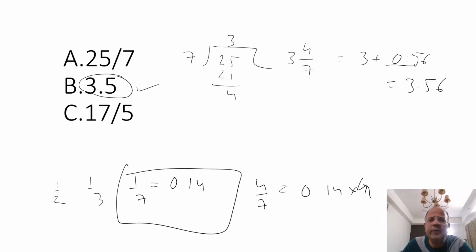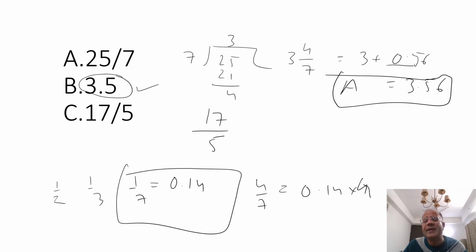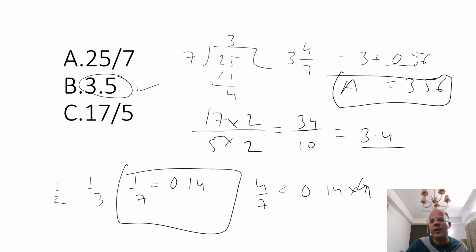So one of them is 3.5, the other, this expression A, is 3.56, and now I look at 17 by 5. When the denominator is 5, the calculations are very simple. If you just multiply and divide by 2, I'm going to get a denominator of 10, and over here it is going to be 34. So it is going to be 3.4. Whenever the denominator is 5, I simply need to double the numerator and adjust the decimal. I'm least bothered about the decimal.